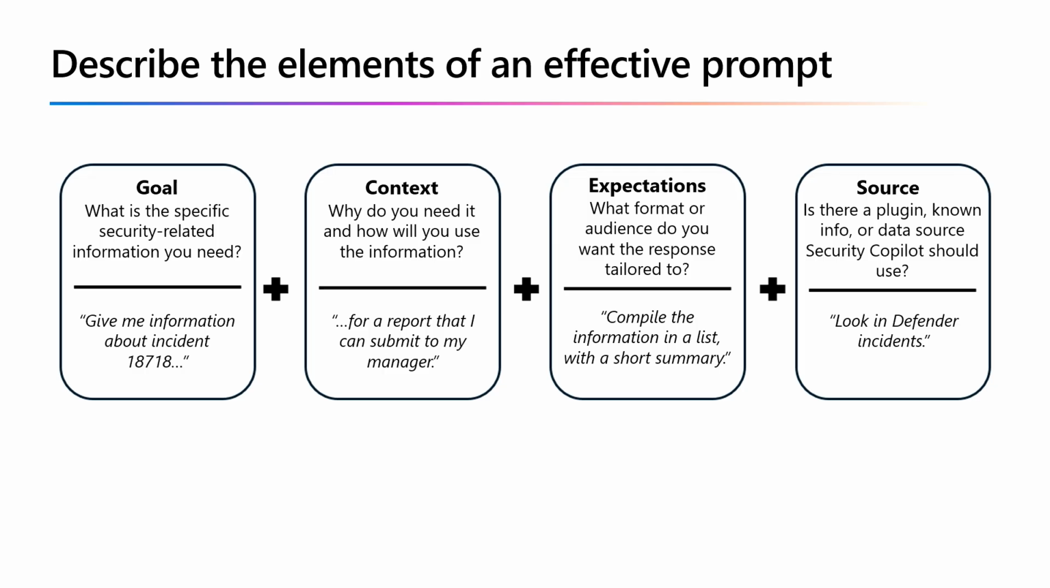If we want to write an effective prompt, we should include the following elements. First, the goal: what specific security-related information do we need? Then, the context: why do we need this information, or how will we use it? Next, the expectations: that means the format or target audience we want the response tailored to. Finally, the source: we need to make sure to give the information data sources or plugins Copilot should use.